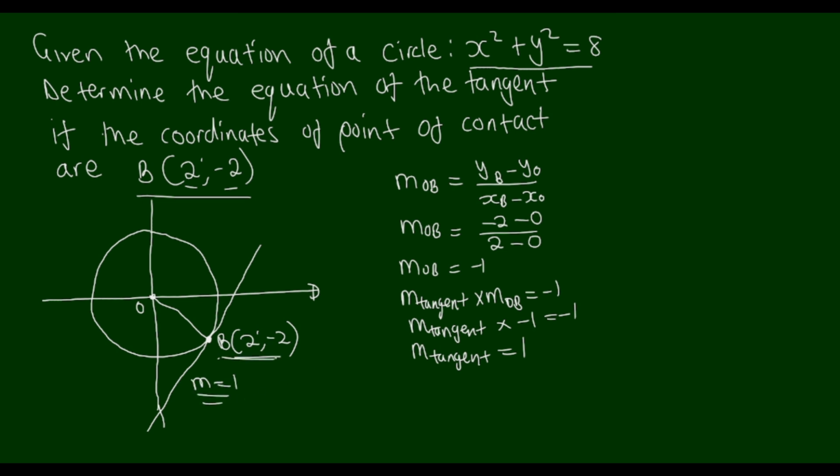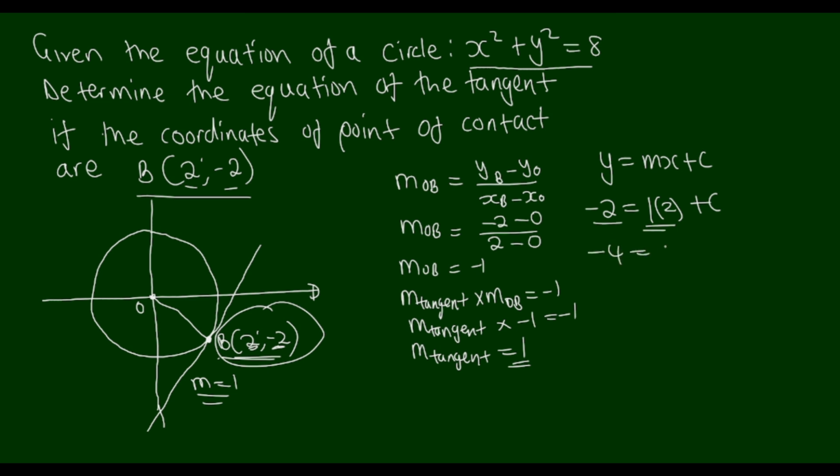We're going to use the equation of a straight line because a tangent is a straight line. So y = mx + c. And then we're going to use this point B. Where there's y, we put -2, equal to m, the gradient, which is 1, then where there's x, we put 2, and then plus c. And then we're going to subtract 2 from both sides of the equation. We get -4 is equal to c.